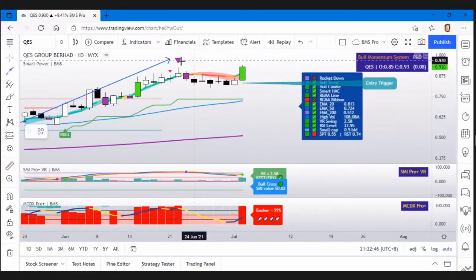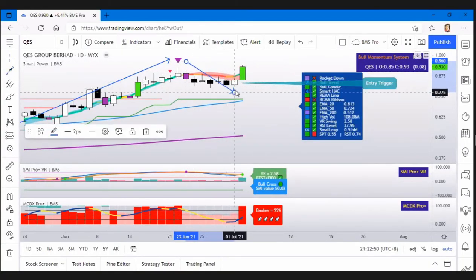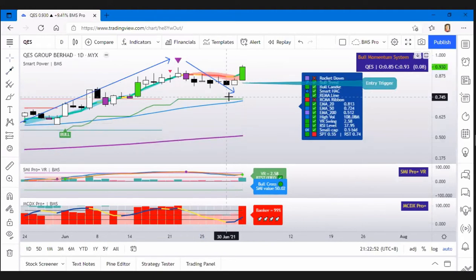And then what happened after this purple triangle? The price moved down, pulled back to this area. And last Friday we see a green candle. This is a smart candle signal. It signals this is a bullish entry. And the price breaks out. Why did it break out?